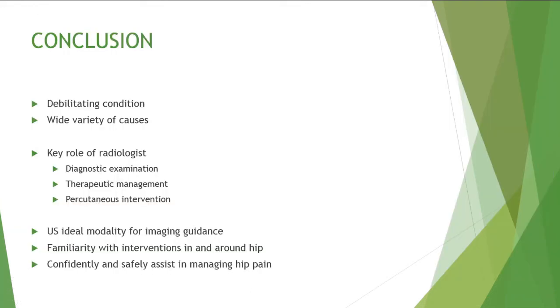In conclusion, we mentioned that hip pain is a debilitating condition that has a wide variety of causes, and proper knowledge of the anatomical regions mentioned can give a key role to the radiologist in the diagnostic examination, the therapeutic management, and helping out through the percutaneous intervention to many times delay the surgery and bring alleviation to this pain. The ultrasound is an ideal modality for the imaging guidance, as it provides real-time visualization of the needle tip without any ionizing radiation.